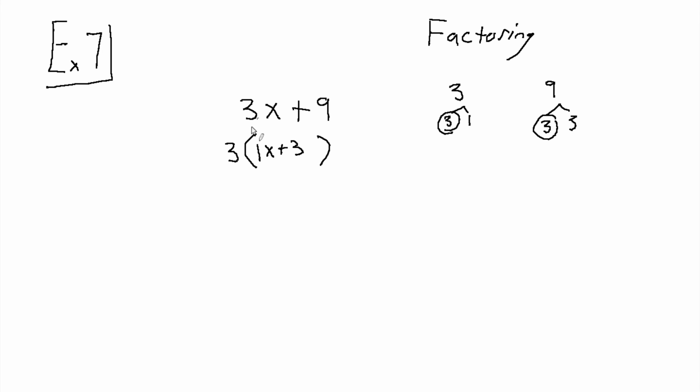Now, the common value will be on the outside. The common between the two of these numbers would be 3, so 3 would be indicated on the outside. This would be your factor form. 3 with the parentheses, 1x, or you can say x plus 3, with the parentheses.